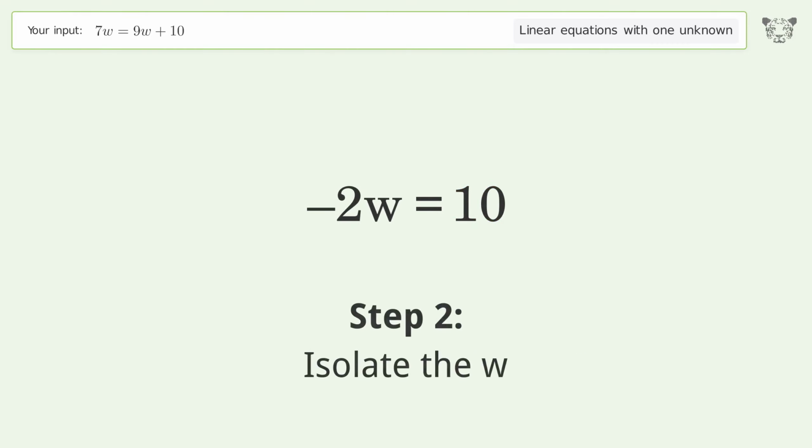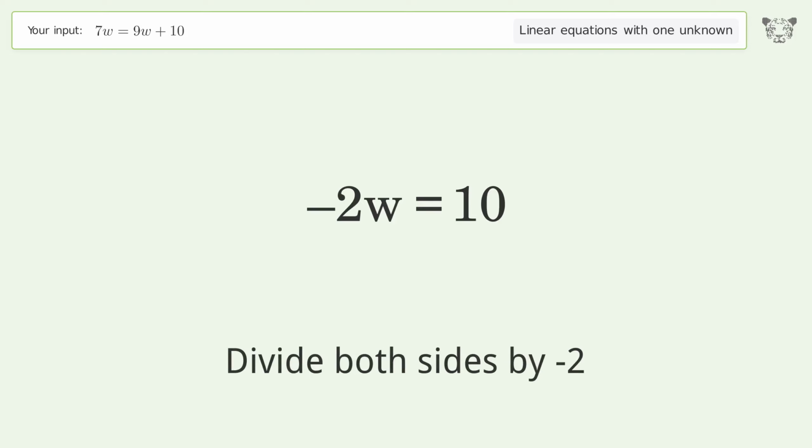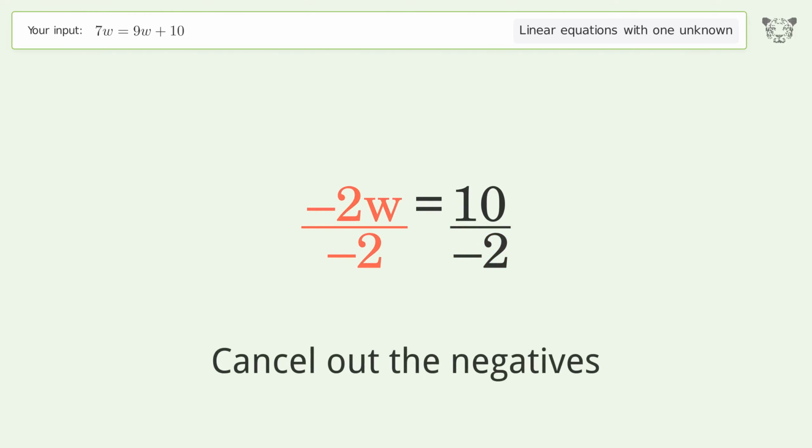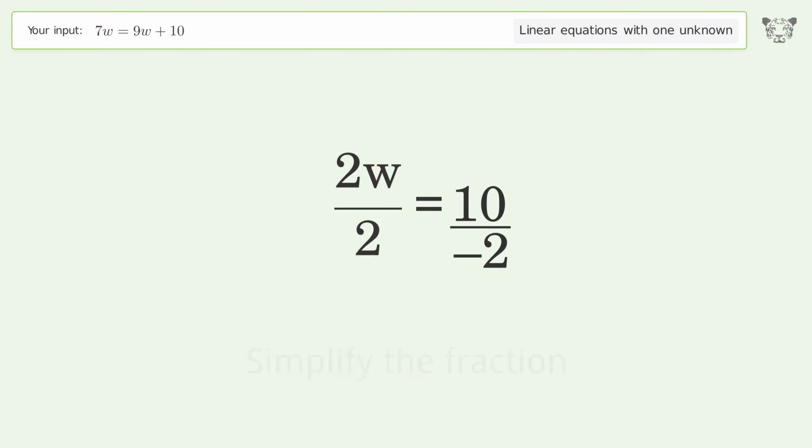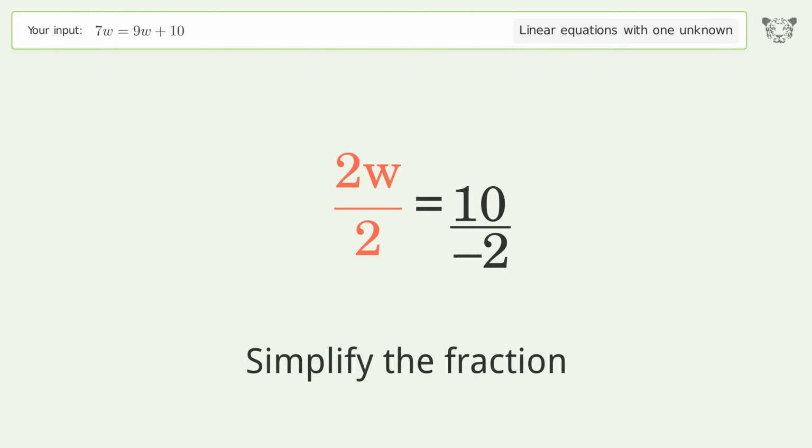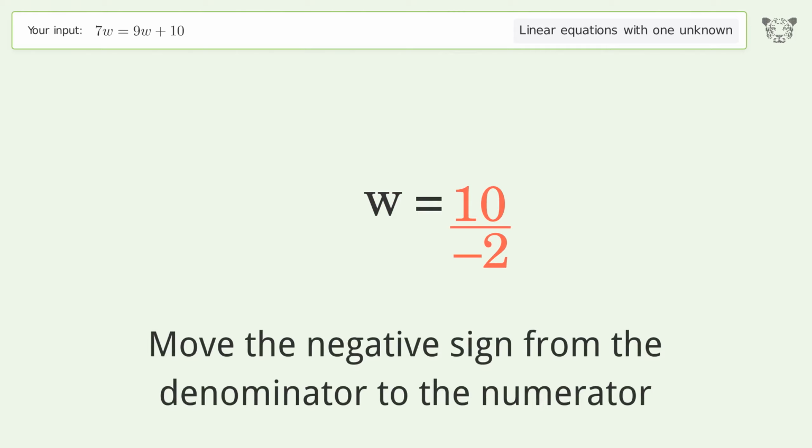Isolate the w. Divide both sides by -2. Cancel out the negatives. Simplify the fraction. Move the negative sign from the denominator to the numerator.